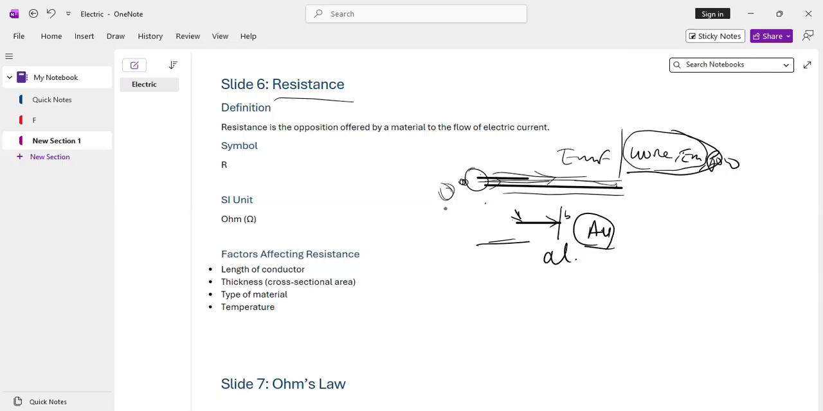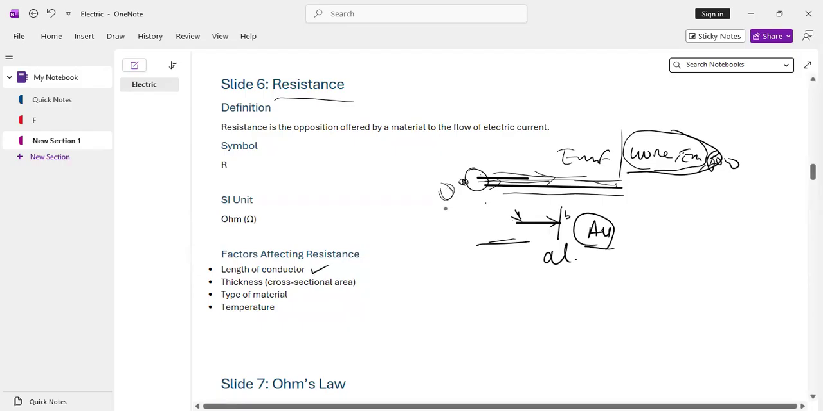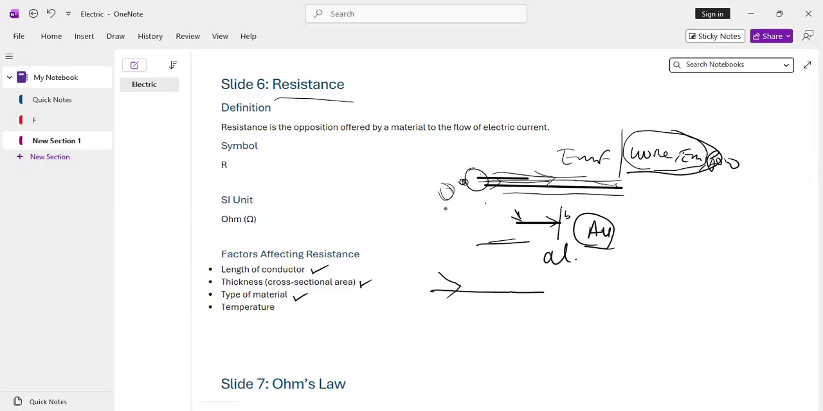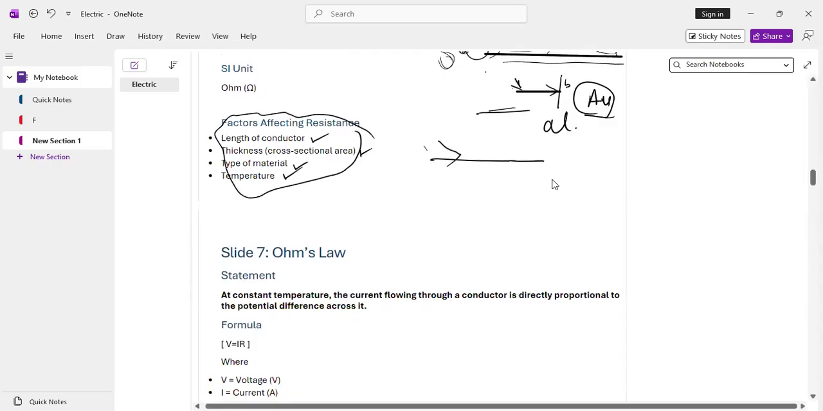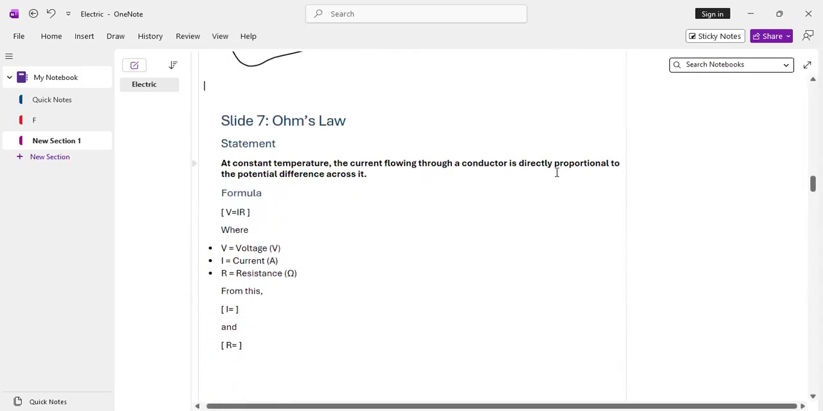So what are the factors that affect this resistance? The length of the conductor. The higher the length, the more resistance we have. We have the thickness. We have the type of material. For example, if you use wood, it will never conduct. Then we have temperature. These are the factors that affect resistance.